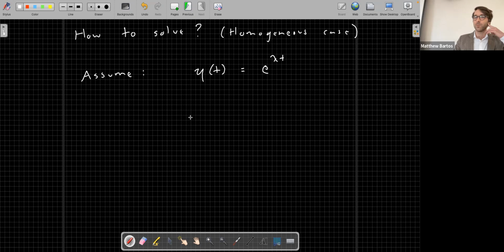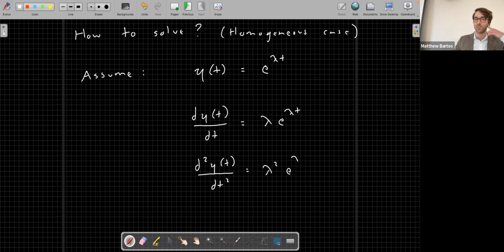What will the first derivative of this solution be with respect to time? Right, it'll be lambda times e to the lambda t. Similarly, what will the second derivative be? Right, it'll be lambda squared e to the lambda t. And if we go all the way down to the nth derivative, you can see the pattern. You will get lambda to the n times e to the lambda t.